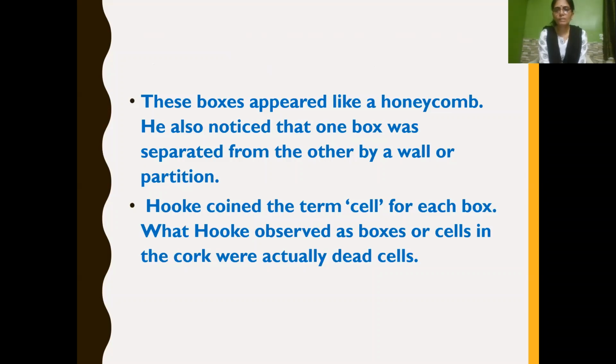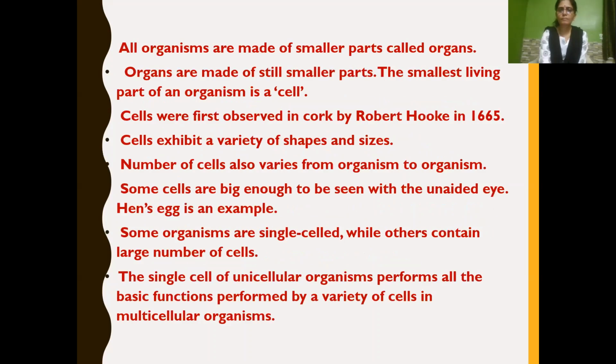He also noticed that each box-like structure was separated from the other by a wall or partition. So Hooke gave the name cell to each box. What Hooke observed as boxes or cells in the cork were actually dead cells.